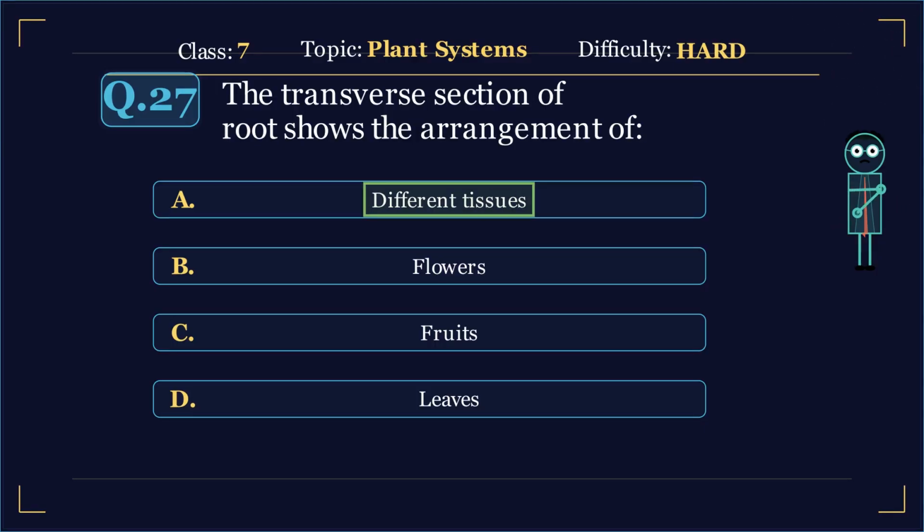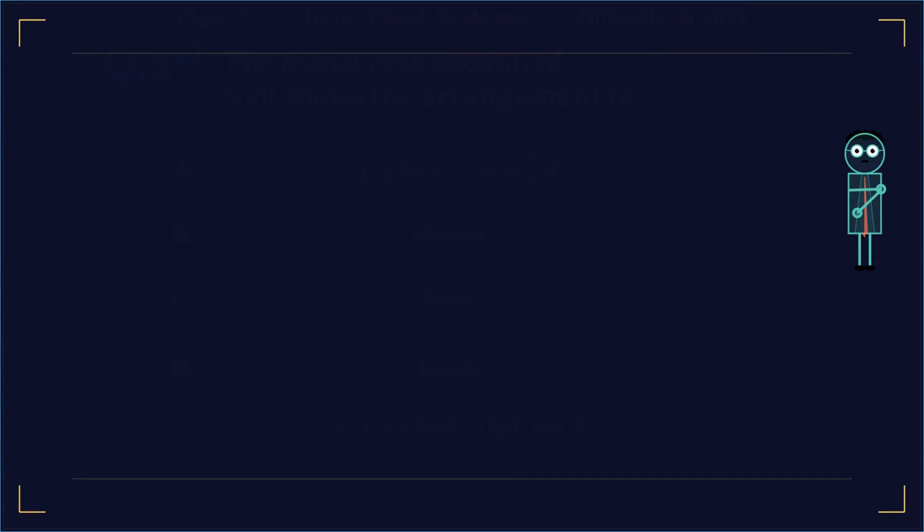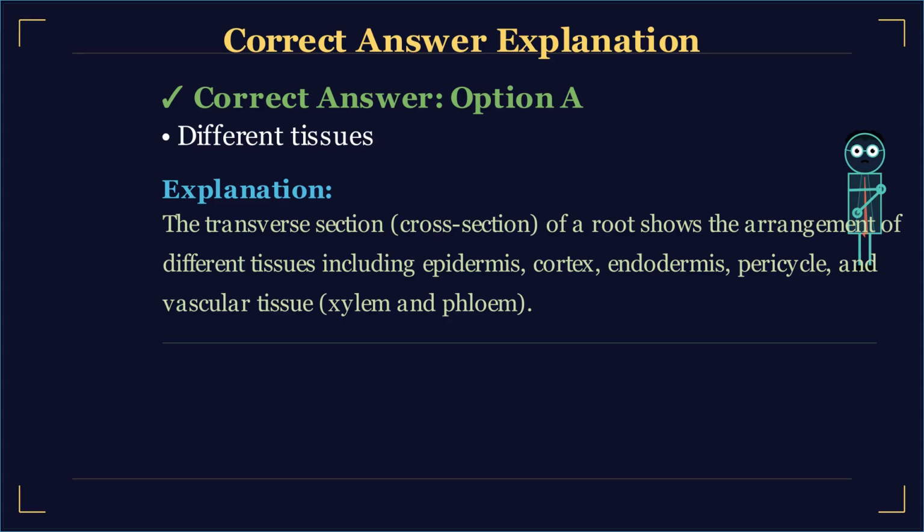The correct answer is option A. Here's the explanation for the correct answer. The transverse section, cross-section, of a root shows the arrangement of different tissues including epidermis, cortex, endodermis, pericycle, and vascular tissue, xylem and phloem.